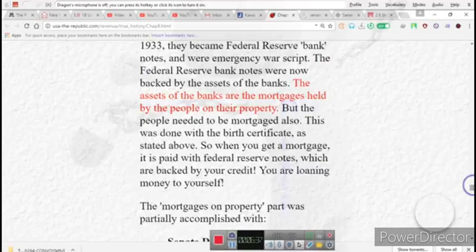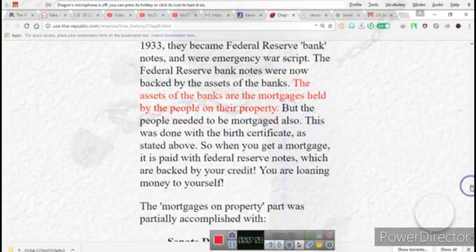You're going to put for the debtor on your UCC form, and this is 100% legitimate because I'll show you why. Pay attention to what you're reading. The Federal Reserve Bank notes and the emergency war script, the Federal Reserve Bank notes were now backed by the assets of the bank. No, the bank notes, not the Federal Reserve notes, but the Federal Reserve Bank notes. The assets of the banks are the mortgages held by the people on their property.